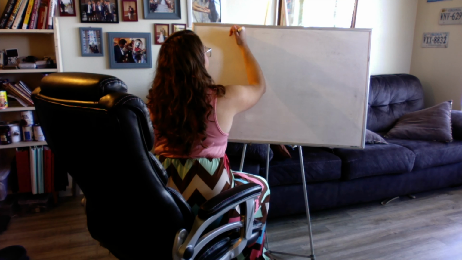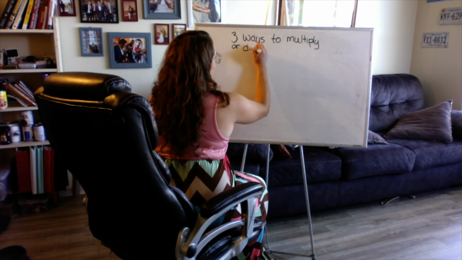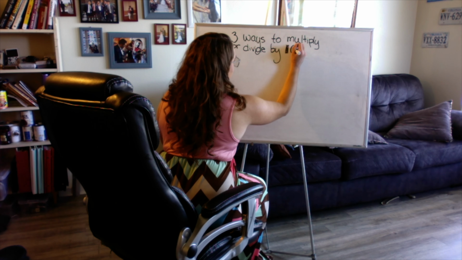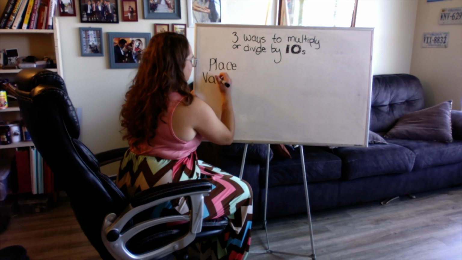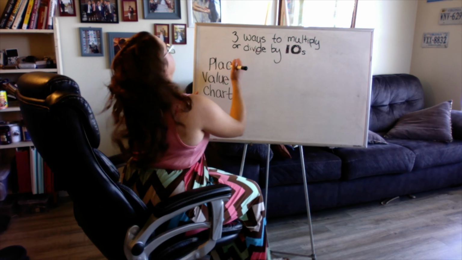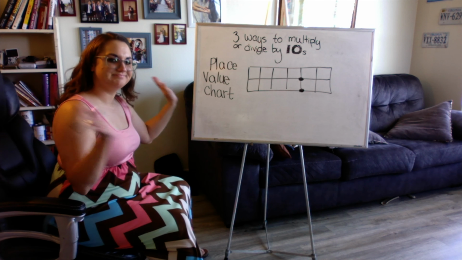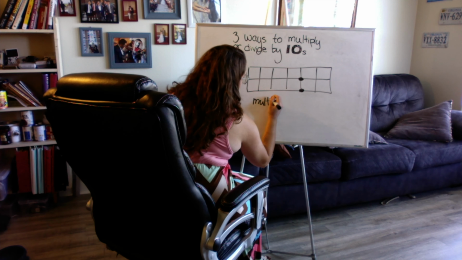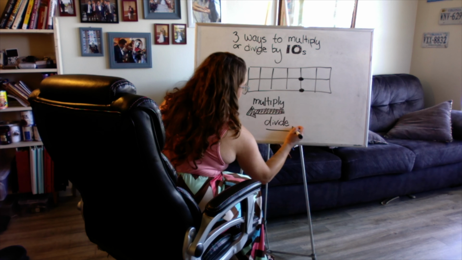Now let's move on over to the whiteboard. Remember, there are 3 ways to multiply or divide numbers by tens, or any number that has a bunch of zeros after it. The first way we're talking about is a place value chart. You're going to see me draw a rectangle and a line through it with a bunch of lines that way and stacking those decimals on top of each other. Remember, the decimal doesn't move. To multiply, we're going to slide our digits to the left. To divide, we're going to slide our digits to the right.